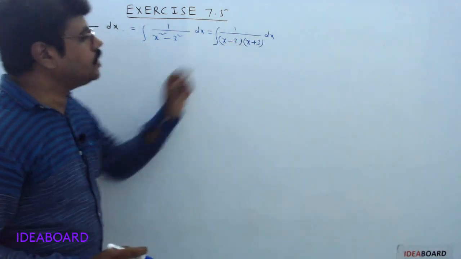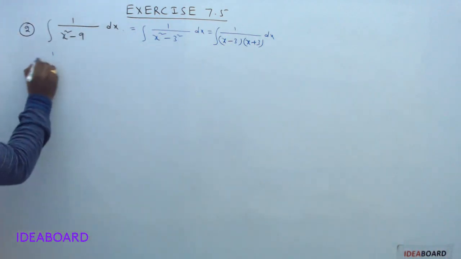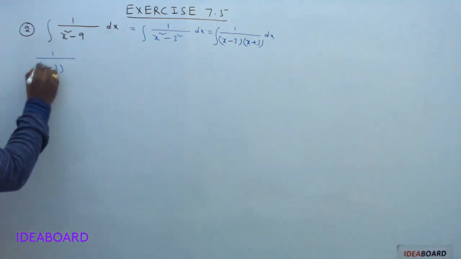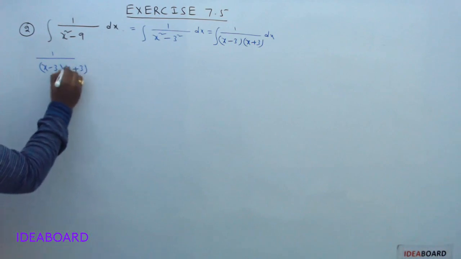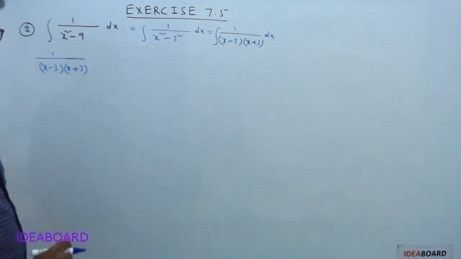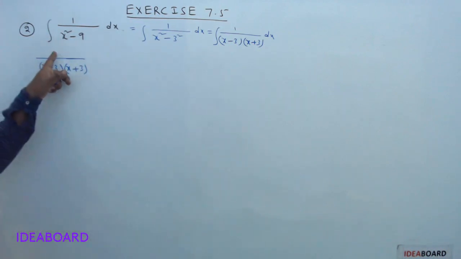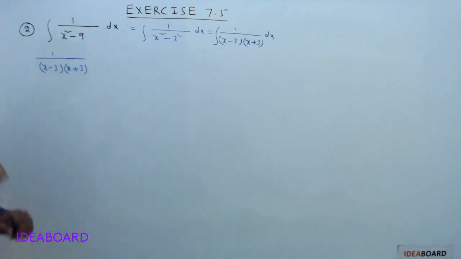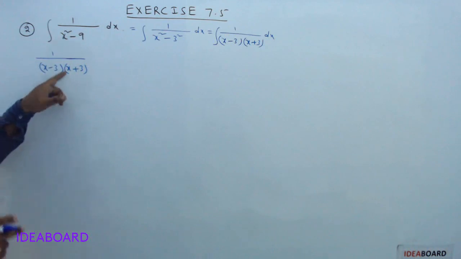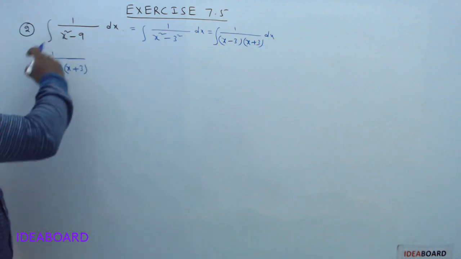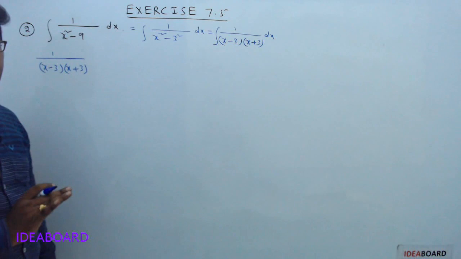Now take this integrand separately. 1 divided by x minus 3 into x plus 3. What is the degree of the numerator? 0. The degree of the denominator is 2. The degree of the numerator is less than the degree of the denominator. It is a proper fraction.